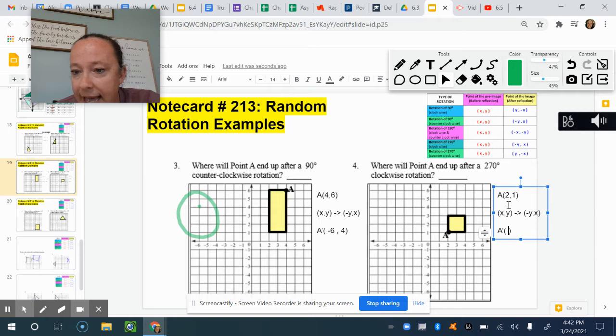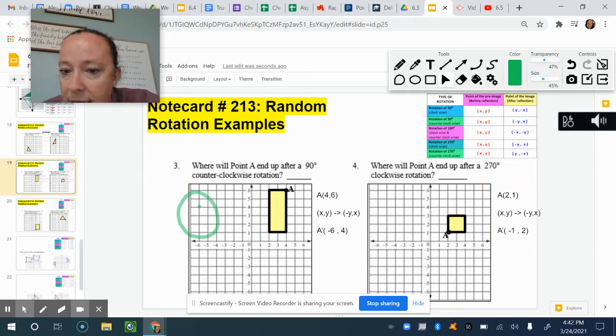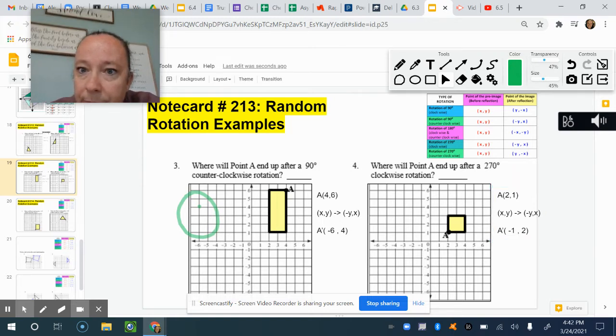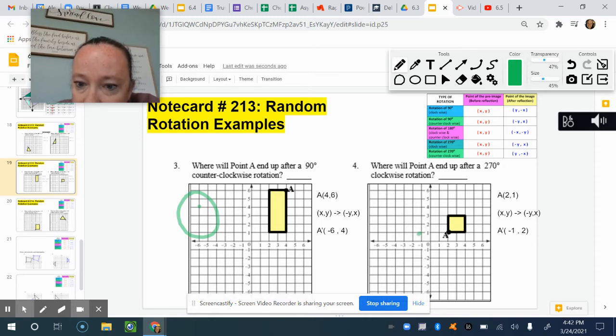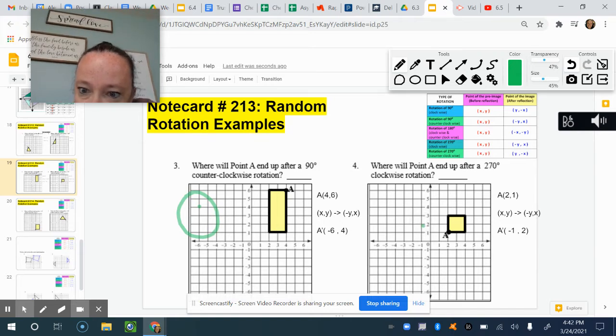It says the x goes over here in the y spot, so I am going to put the 2 there. And then the y comes here and changes sign. So it's going to be the ordered pair negative 1, 2. Right around there. It's not calibrated, so it's not wanting to draw it right. That's better. And so that's where A would end up.